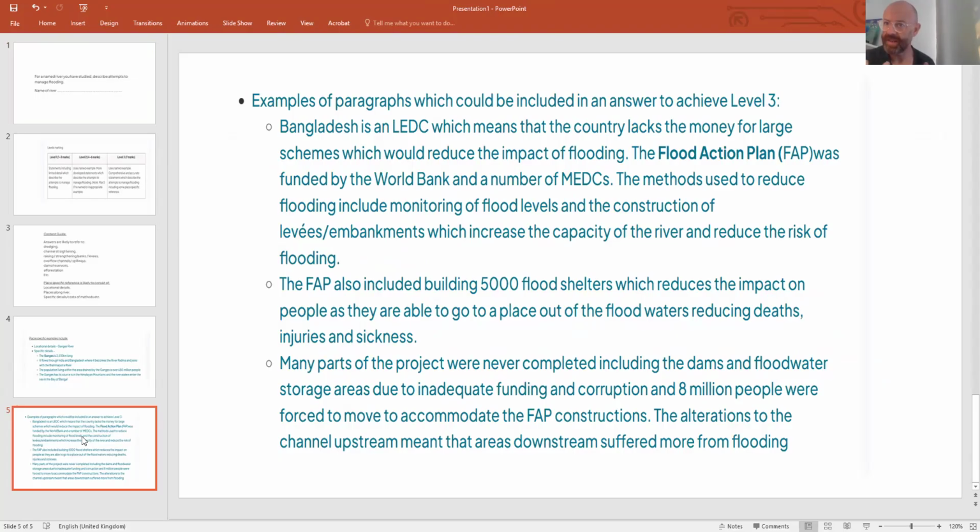Yes, they've done it. Certain things must be working. They've provided shelters, but at the same time, it's not fully complete. They're not going to get rid of the flood in a place like Bangladesh, but they're trying to manage it better, with pros and cons. Example of a 7-point river question.